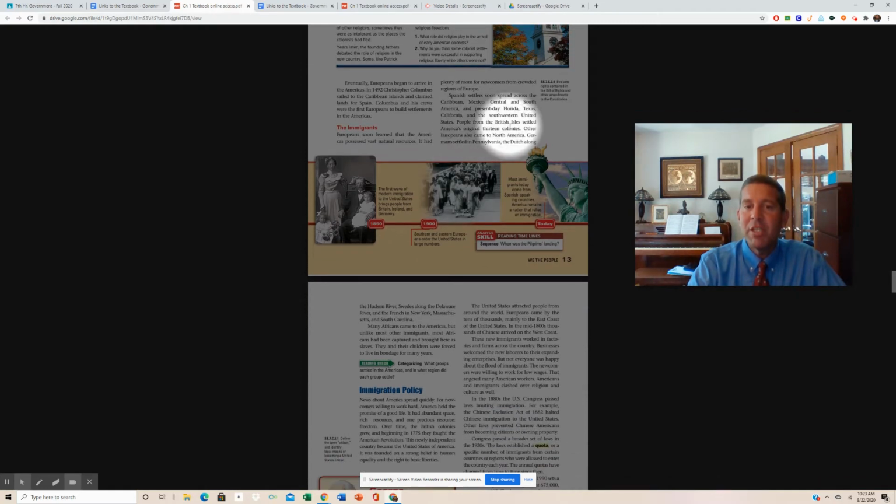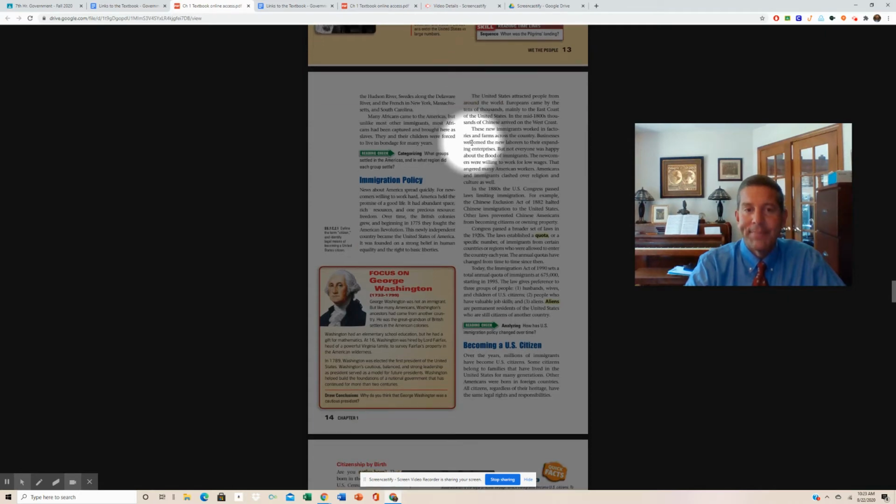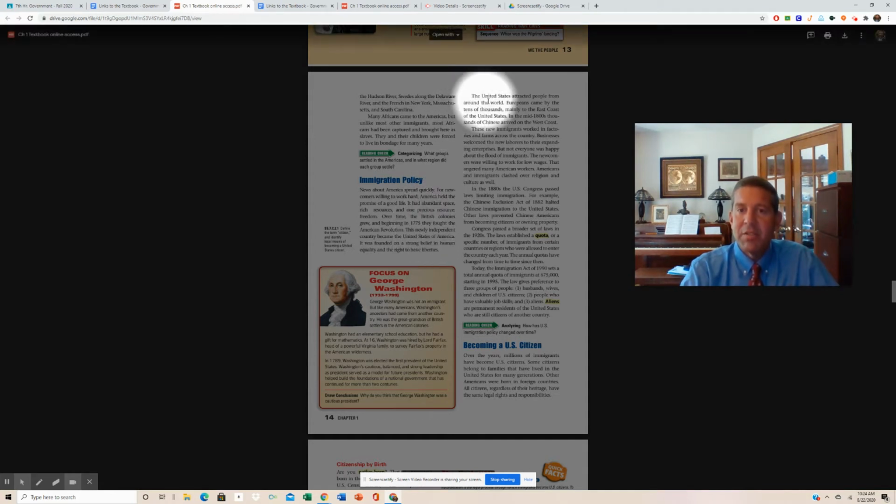But people from the British Isles settled the original 13 colonies of the United States. So what we know today as Maine and New York and Pennsylvania and Georgia, those were mostly settled by people from England or from Britain. By 1775, those 13 colonies with mostly British immigrants fight a war for independence, and we become the United States. We are our own country, but we still have many immigrants. So the United States attracted people from around the world.